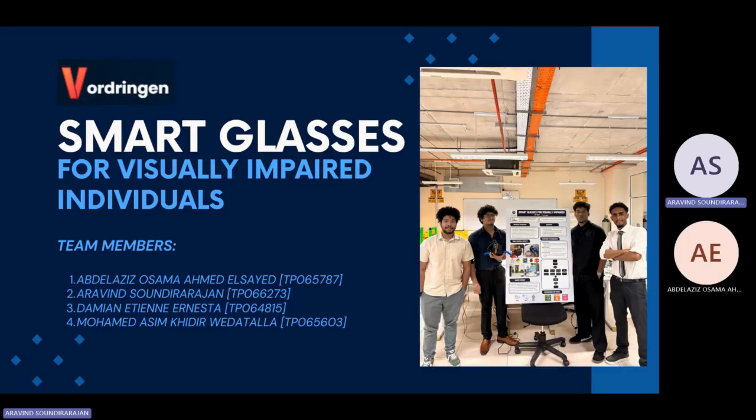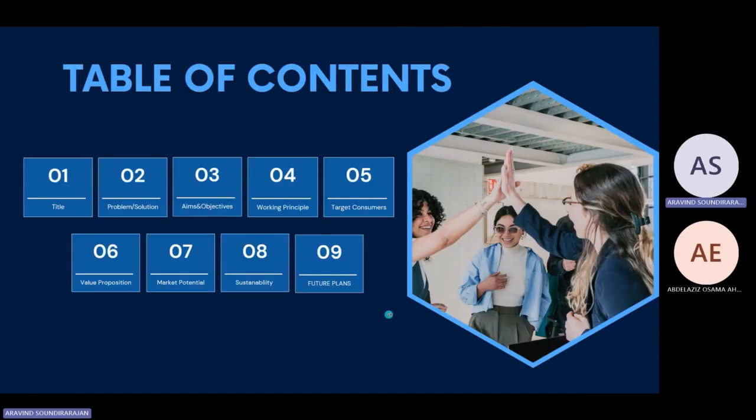And today we're going to be presenting our pitch for our product, which is smart glasses for visually impaired individuals. Let's start. Okay, so this is our table of contents, and this is what we'll be talking about in our pitch, starting from problem and solution, aims, objective, working principle, target consumers, value proposition, market potential, sustainability, and our future plans.